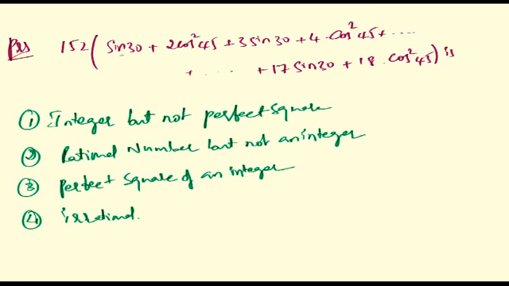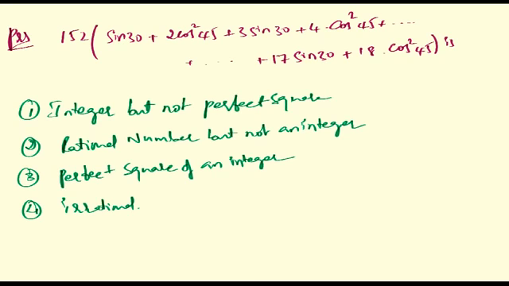1 over 2 sin 30 plus 2 cos square 45 plus 3 sin 30 plus 4 cos square 45 plus so on, 17 sin 30 plus 18 cos square 45, is an integer but not a perfect square, a rational number but not an integer. This is how the problem is given. We try to solve the problem. Instead of copying down the problem as it is, I will directly try to answer the question here.